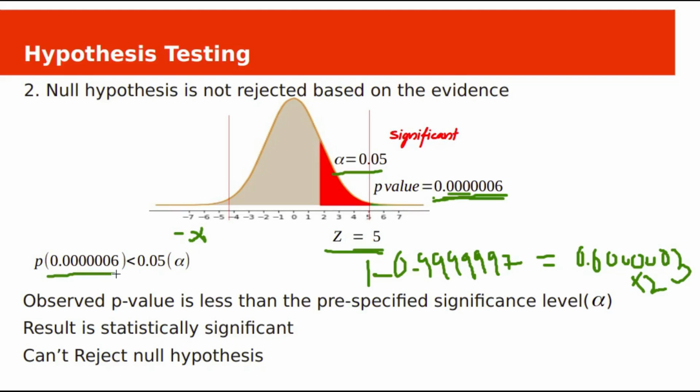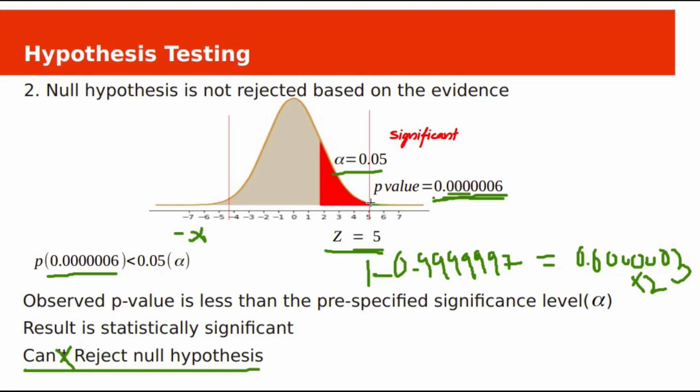This p value is less than this 0.05. Because the p value is less than alpha, results are significant. So results are significant. Here it is written as can't reject, so it is not right. We can reject the null hypothesis.